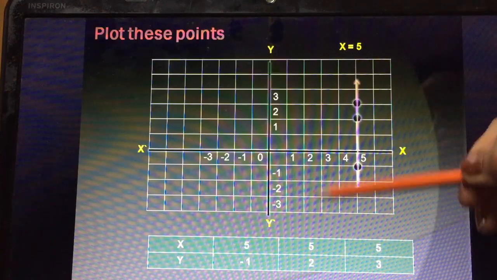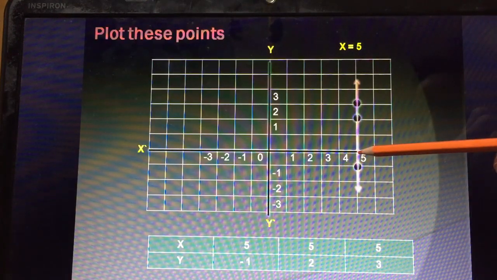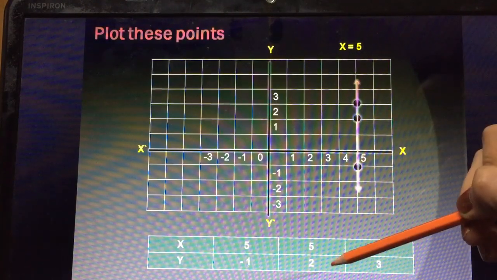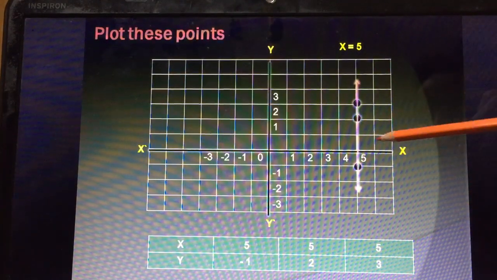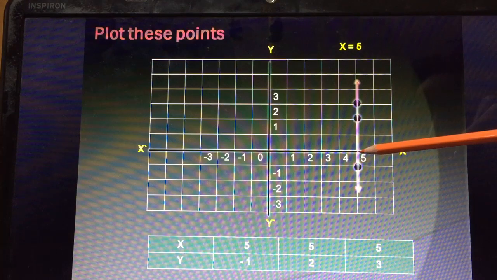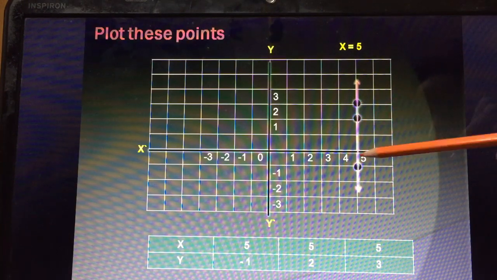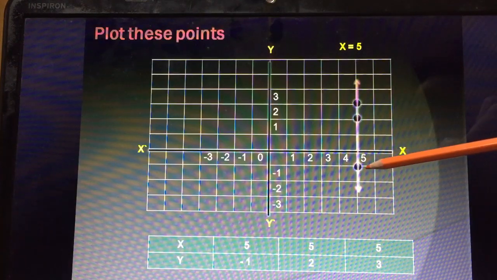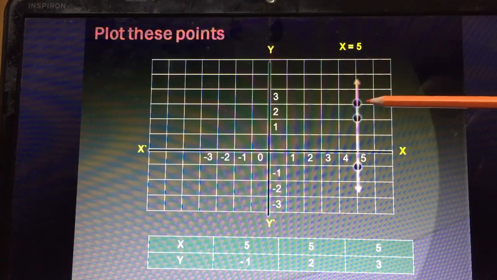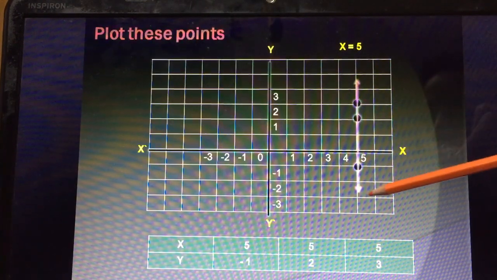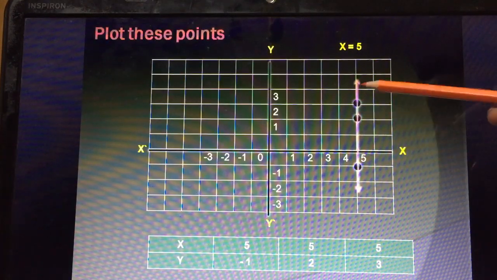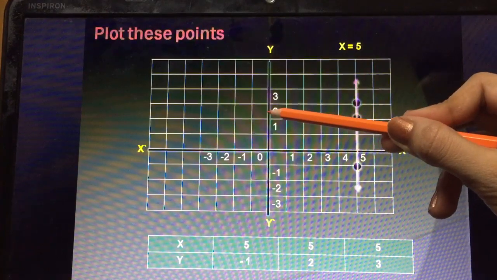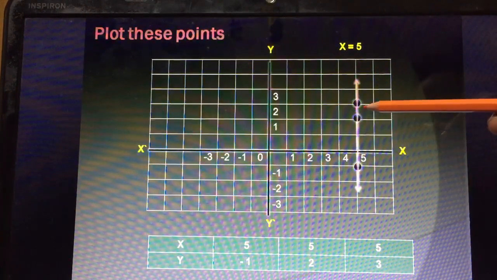Then (5, 2). (5, 2) means 5 is this only, 2 means up here. So this will be the coordinate (5, 2). Next is (5, 3). 5 is here only, 3 means up. This is your 3. So this will be the coordinate (5, 3). So this is (5, -1), (5, 2), (5, 3). So if we'll join these 3 points by a straight line, we'll see that our graph is parallel to the y-axis, y dash के parallel है.